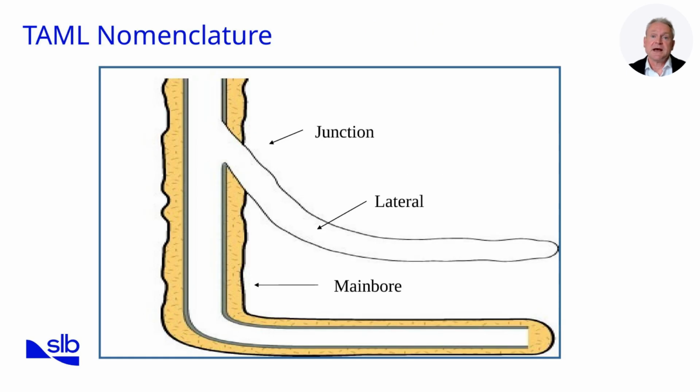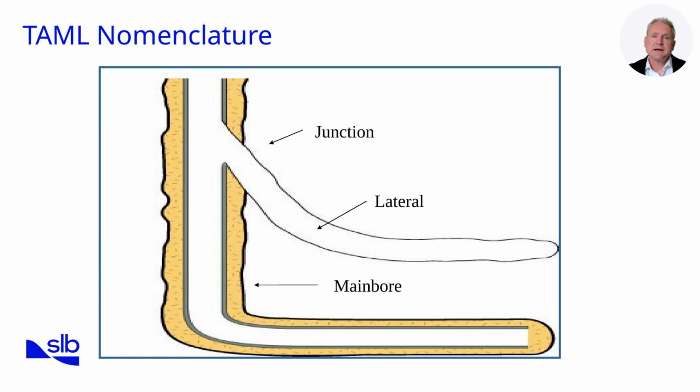To understand multilaterals, we first need to use clear terminology. The main bore is the original well bore drilled from surface to reservoir. From this main bore, a junction is created where a lateral branches off. The lateral is the secondary borehole drilled away from the junction, providing additional reservoir exposure. On the schematic shown here, you'll see these elements labelled. The vertical section represents the main bore, the branching point is the junction, and the horizontal extension is the lateral. This simple schematic forms the basis of all multilateral design, no matter how complex the well.